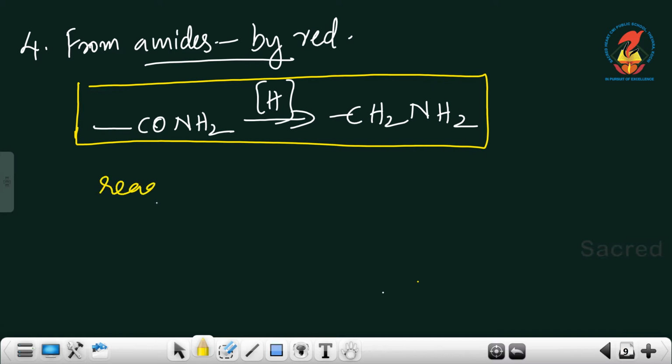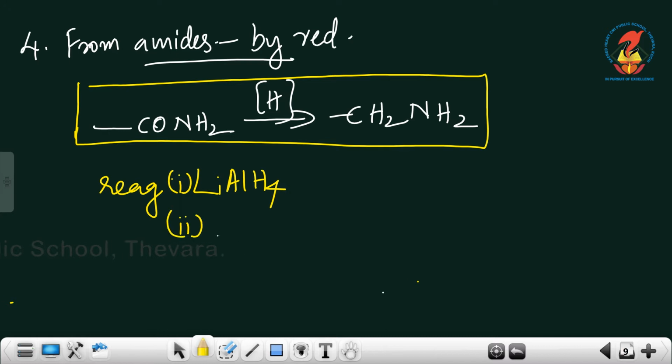And here the reagent that we use for the reduction of amides is lithium aluminium hydride. To reduce the CONH2 group to the CH2NH2 group, treating with lithium aluminium hydride alone is not enough. So first we have to treat with lithium aluminium hydride followed by hydrolysis. But here for hydrolysis, don't write it as H2O bar H plus or H3O plus, because amines are basic compounds.